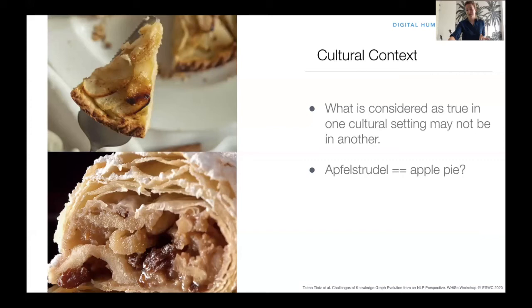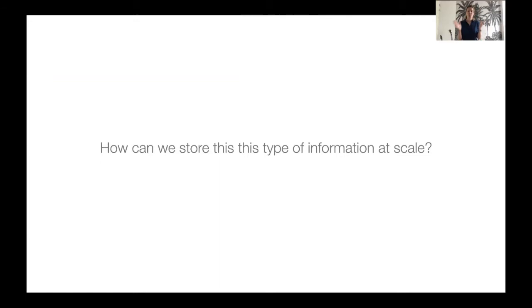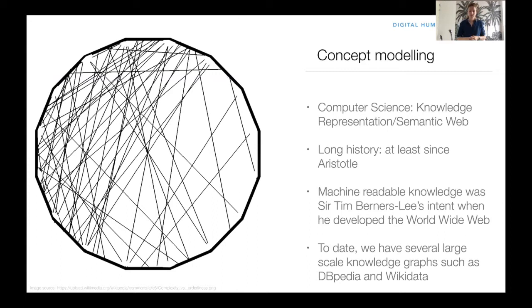So one of the big questions that we're working on is how can we store this type of information at scale? And modeling of concepts currently falls into the realm of knowledge representation or semantic web, which is a research domain that, for example, Tim Berners-Lee, who created the World Wide Web, is still a part of. And the goal is to have machine readable knowledge.